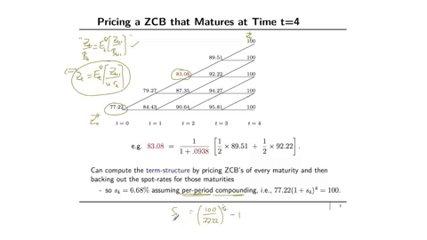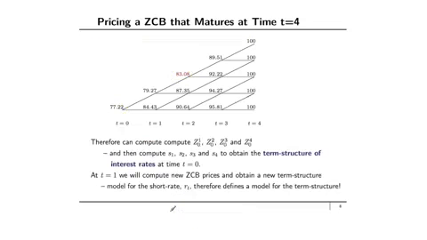So there's always a one-to-one correspondence between the zero coupon bond prices and the corresponding interest rates. Therefore, it means that we can actually compute all of the zero coupon bond prices for the 4 different maturities. So we can compute the zero coupon bond price for maturity t equals 1, t equals 2, 3, and 4. And from this, we can actually back out the actual interest rates that apply to these periods.